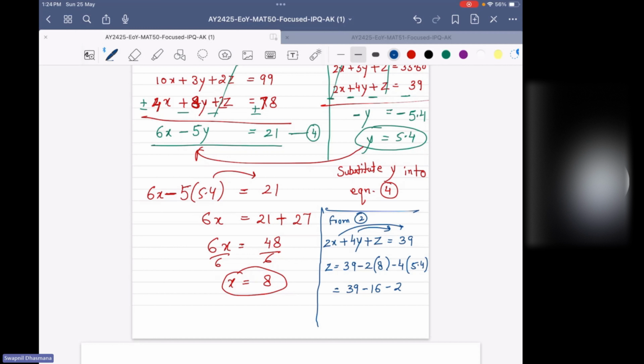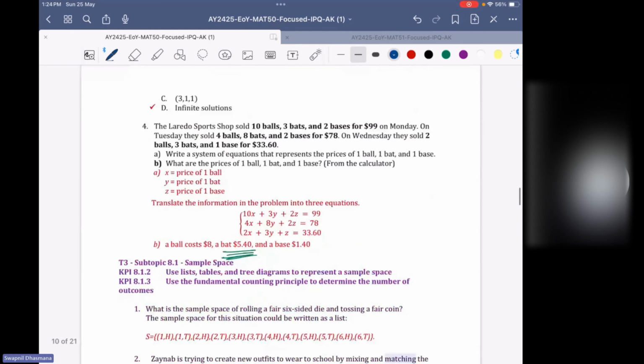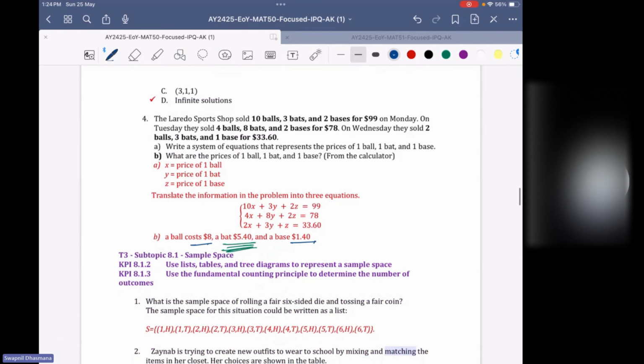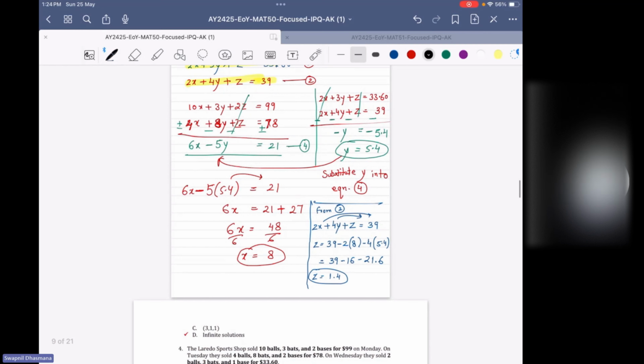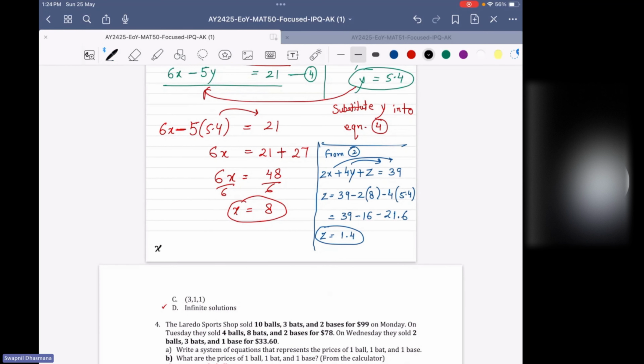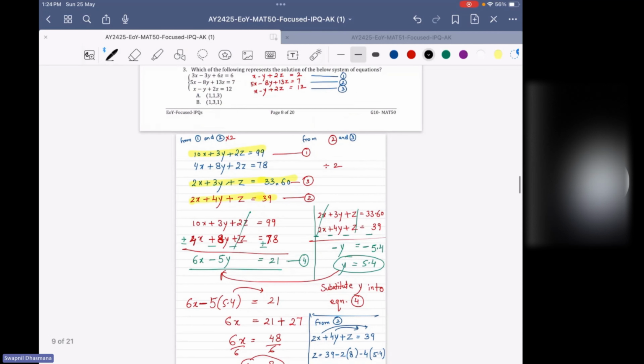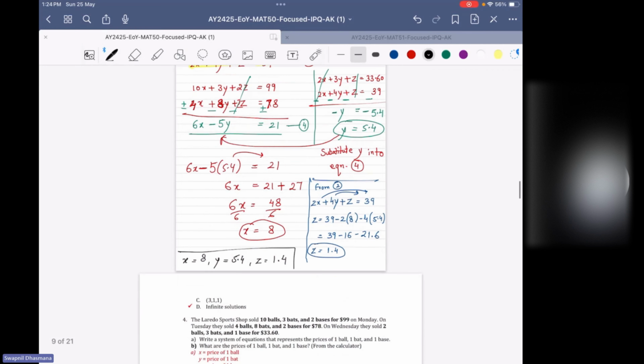5.4 times 4 is 21.6. So when I do 39 minus 16 minus 21.6, I'll get 1.4. So as you can see here, 1.4, these are the values. So your final answer is x is 8, y is 5.4, and z is 1.4. So that's how you solve equations, and you see what kind of solutions they have.